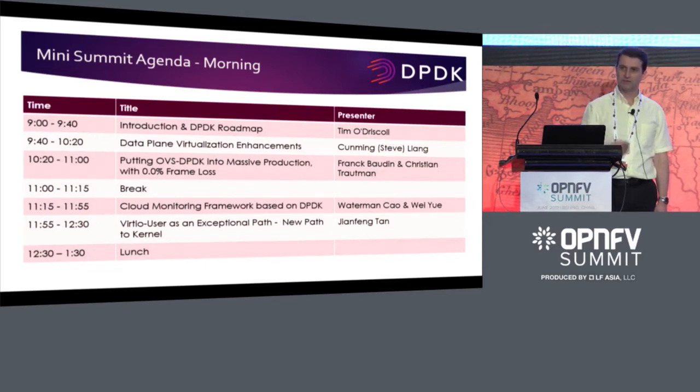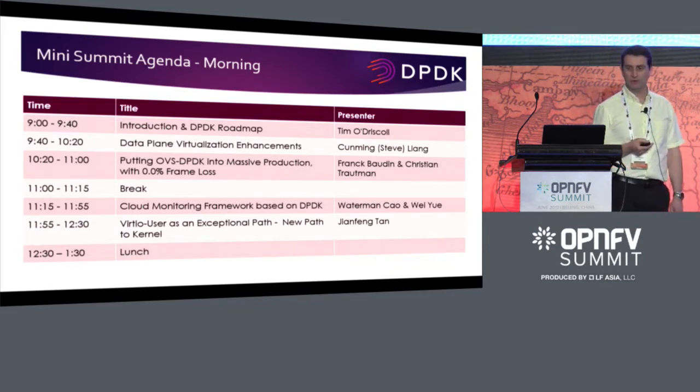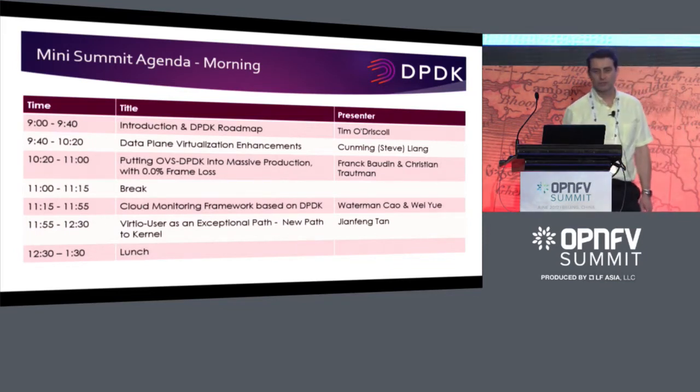Then Steve is going to talk about data plane virtualization enhancements. So again, there's been a strong focus over the last number of DPDK releases on improving data plane performance, data plane virtualization performance. He's going to talk a little bit about what's been done and what's going to be done in future. We have a couple of guys from Red Hat then, Frank and Christian, who are going to talk about putting OVS DPDK into production, specifically with zero packet loss.